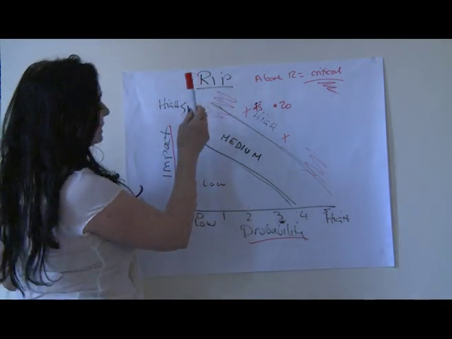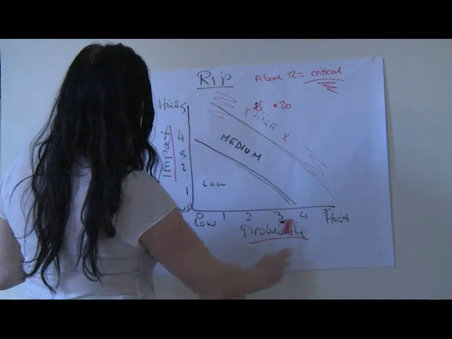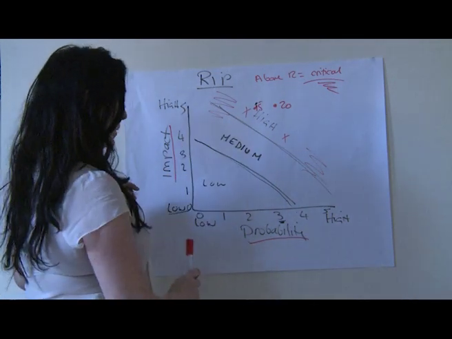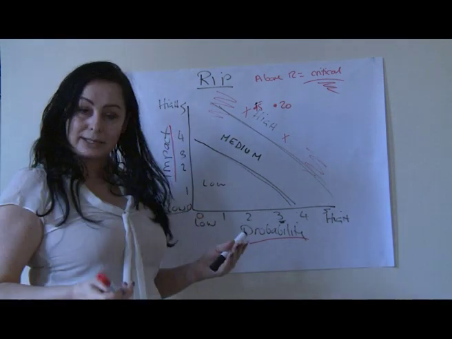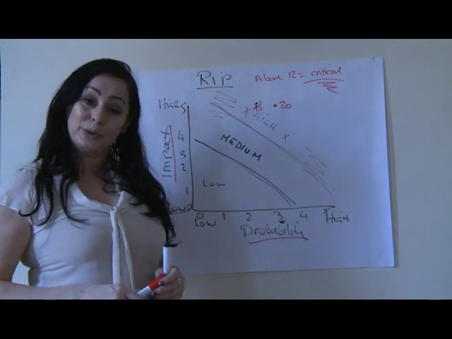So again, this is our RIP grid, which is the probability versus the impact, the probability of a risk occurring and the impact it's likely to have on the task or the organisation.